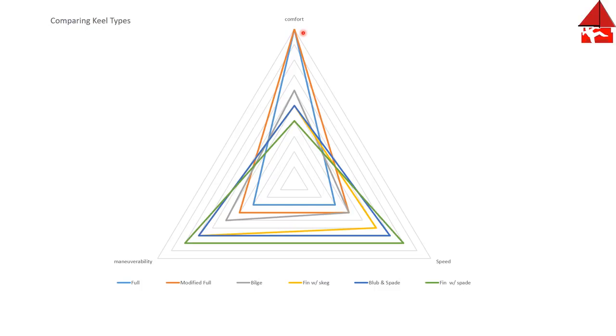So if comfort is most important to you, you might look up here and say, okay, comfort, I'm going to want an orange or a blue one. So I want a full or a modified keel. And then I care about speed. I want to get there eventually, but it's not a big deal for me. So let's look at the speed. We'll probably go with the orange one here because it's a little bit better than the full or than blue. And maneuverability, we're not going to be operating in tight places. We're looking for ocean passage, so I don't care about maneuverability at all. With those characteristics, it looks like orange would be my personal choice.